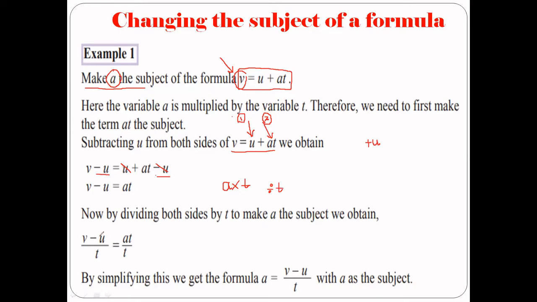So here in this step, both left and right divide by T this way. Okay. Both left and right divide by T. Now you can cancel out this T with this T. Now only A remains in the right hand side. In the left hand side, v minus u over T remains.